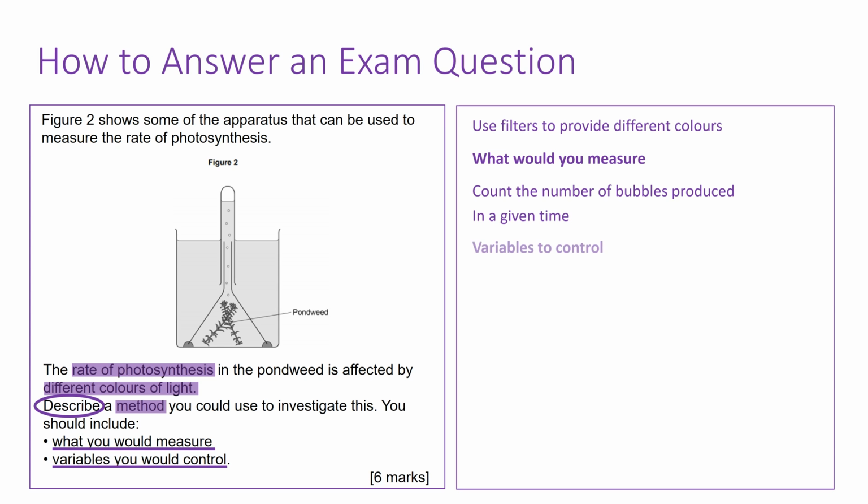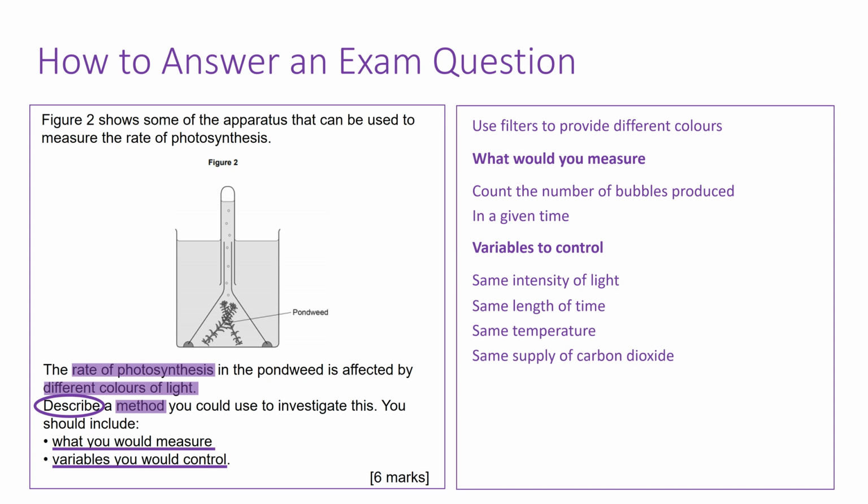I would then talk about the variables that would need to be controlled. These could include the intensity of light, the length of time counting, the temperature the experiment is conducted at, and the supply of carbon dioxide to the plant. Lastly, I'd finish up with some good experimental techniques, such as repeating the experiment and then calculating the mean.